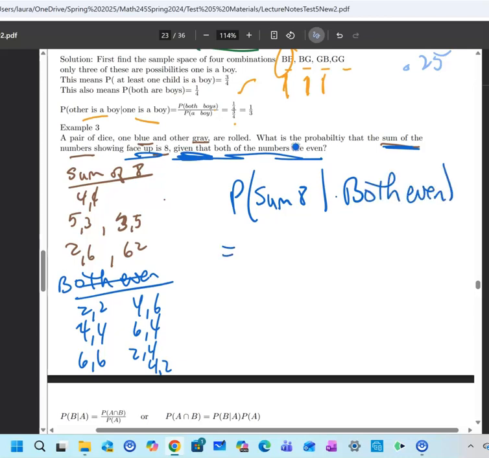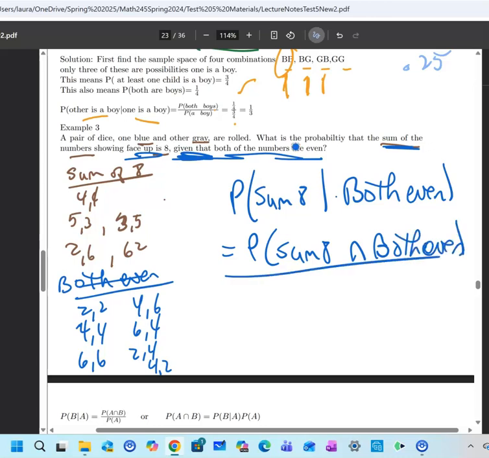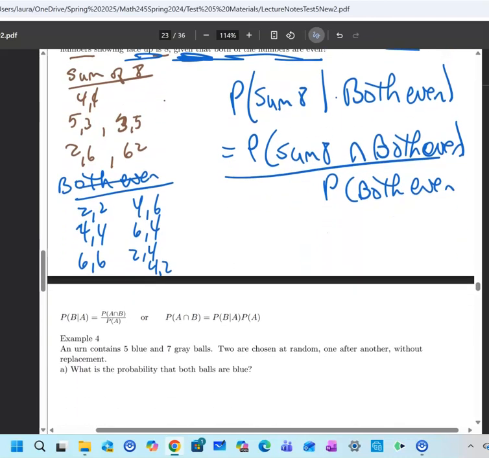Let's break that down. That means the probability of a sum of 8 and both even, and then the given condition is the denominator, the probability of both even. So the probability of both even, let's check it out. How many different cases do I have here? 1, 2, 3, 4, 5, 6, 7. Did I write them all out?